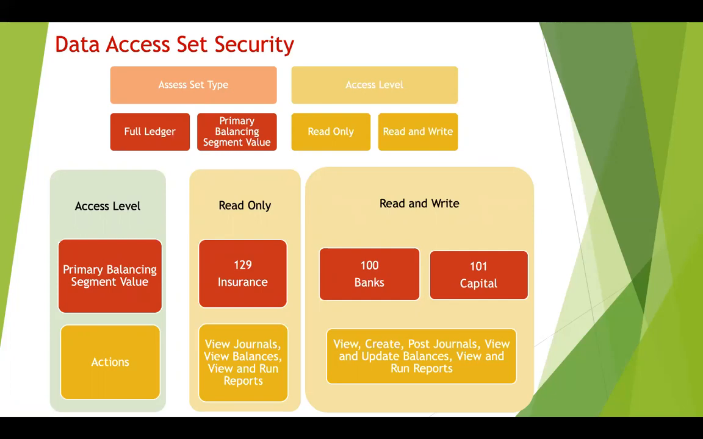Like under the India ledger, there are two locations, Bangalore and Pune. Both locations can access the data access set provided to them. But when we tag only the Bangalore balancing segment value, then only Bangalore people can access that data. They cannot access the Pune location. Similarly, the access levels are like read only.